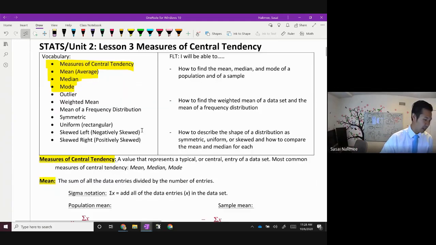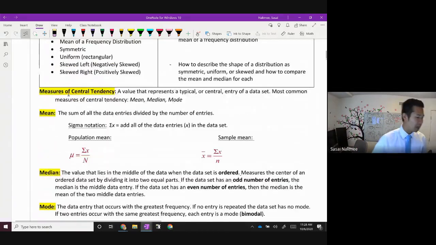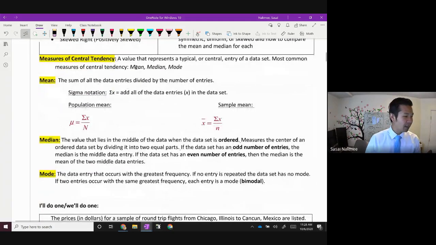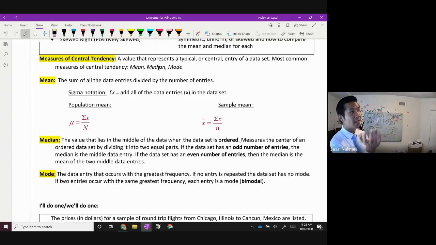And I'm going to list these guys right here, right? The measures of central tendencies is just a value that represents a typical or central entry of data, right? It's the most common measure. The most common measures of central tendencies are these three right here, which is the mean, the median, and the mode. And for example, if I wanted to share like how well you guys did as a class, right? We wouldn't look at all the numbers.